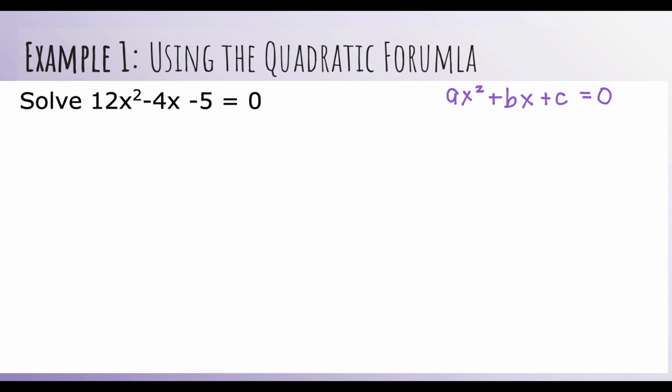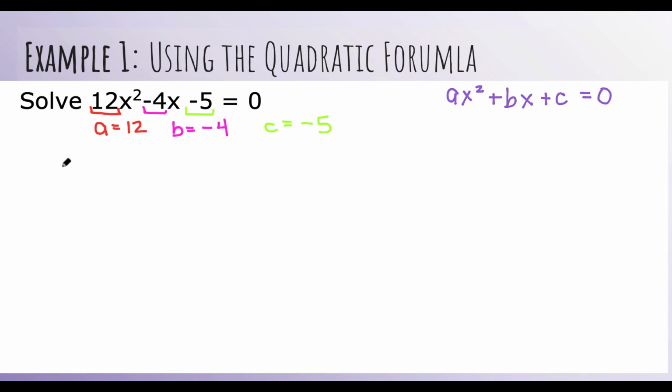I'm going to go ahead and label what I know to be a, b, and c. So a in this case is our leading coefficient, which is 12. b is our coefficient on our linear term, so this is a negative 4. c is the constant value that we can see, and make sure you take the sign with it. c is a negative 5. Now that I've labeled a, b, and c, I'm ready to use my formula.